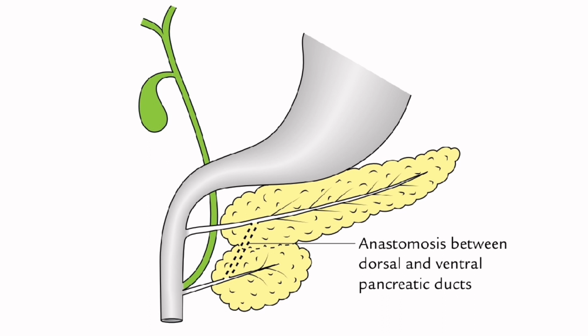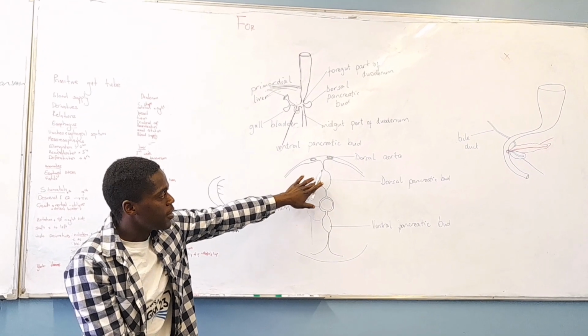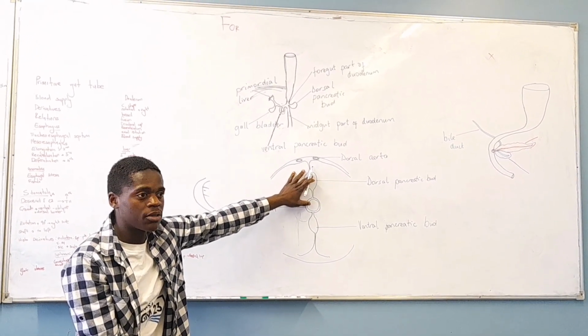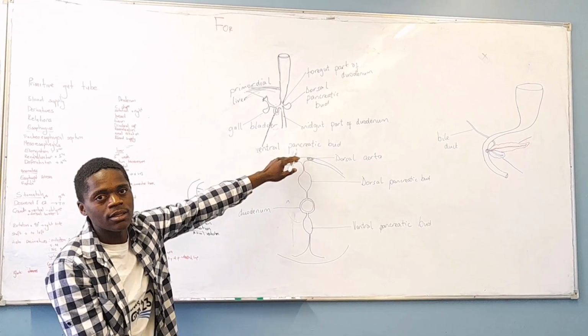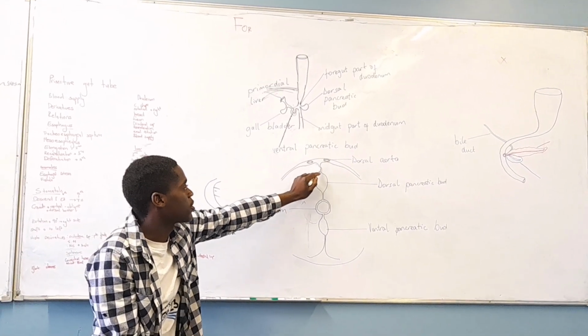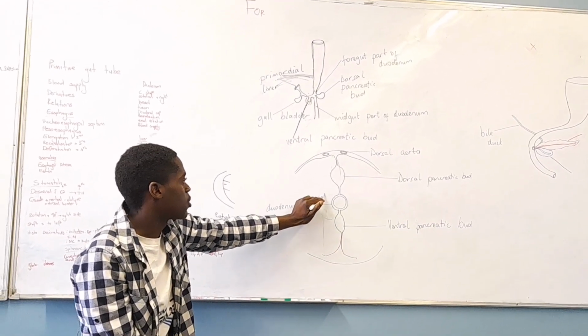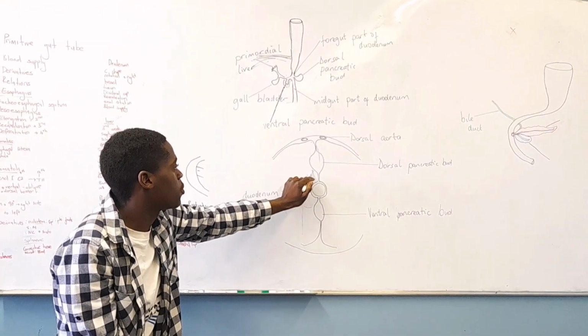So as it rotates around the second part of the duodenum, it's going to come and try to fuse with the dorsal pancreatic bud. So this dorsal pancreatic bud, here in the dorsal mesogastrium, is going to also be elongated. Okay? It's going to be elongating posteriorly. It's going to be increasing in size. And the ventral is going to be coming so that it comes here and it's going to fuse.